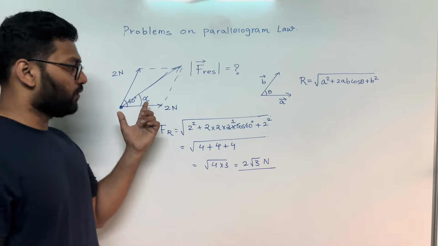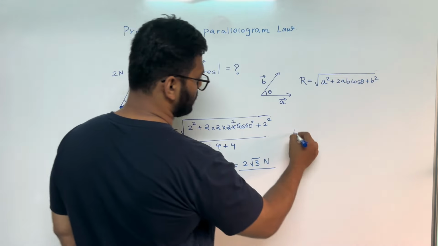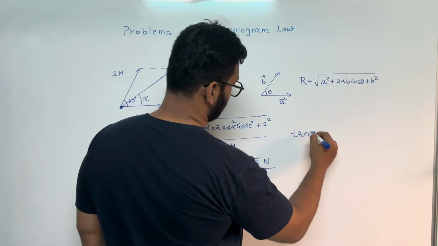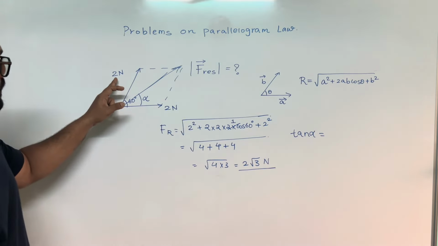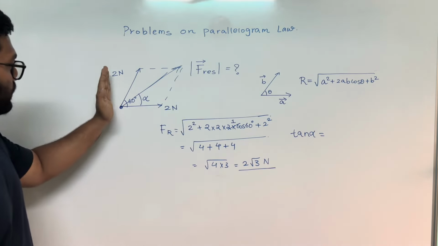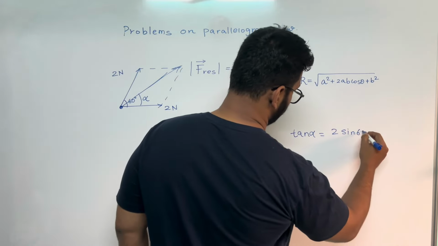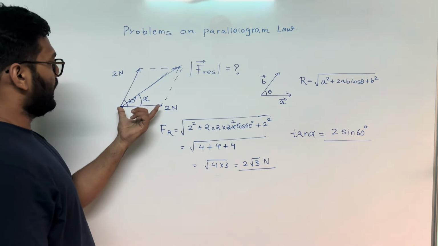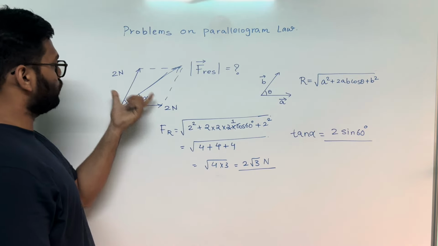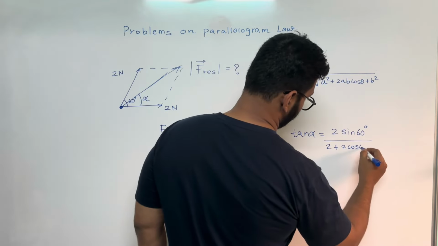So we have derived the angle formula also in the previous video. What was that? Tan alpha is equal to b sin theta, that means this is the b, this is 2 sin 60, upon a plus b cos 60. So b sin theta is 2 sin 60, upon a, 2, plus 2 cos 60.